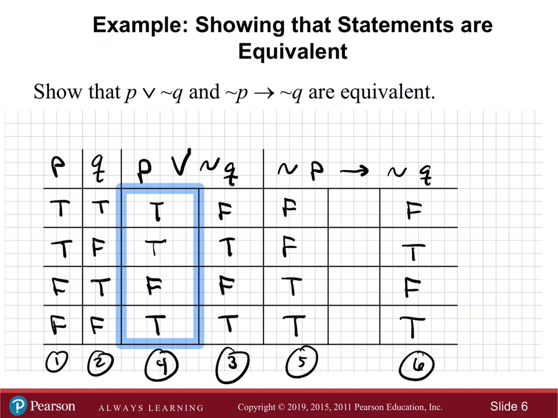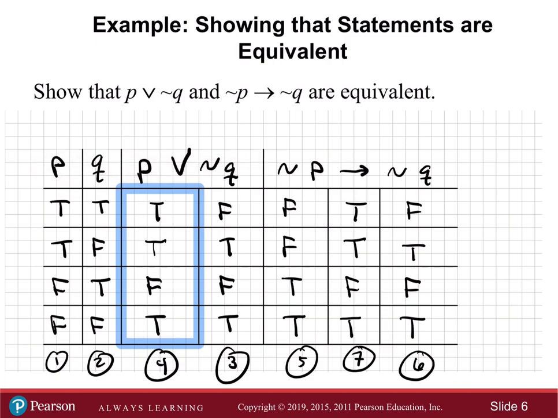And then now we want to say column 5 implies column 6. So implication is always true except true implies false. False implies anything is true. True implies false is false. True implies true is true.